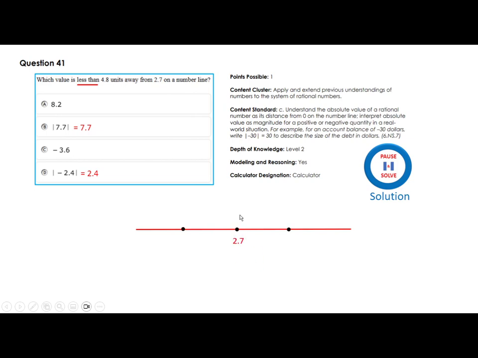2.7 is here. If I add 4.8, I get to 7.5. If I subtract 4.8, I get to negative 2.1. So my x should be in this range here. So if I look at the first one, 8.2 is outside. 7.7 is outside. That's not a good answer. Negative 3.6 is right here, it's not good. 2.4 is here, is good.